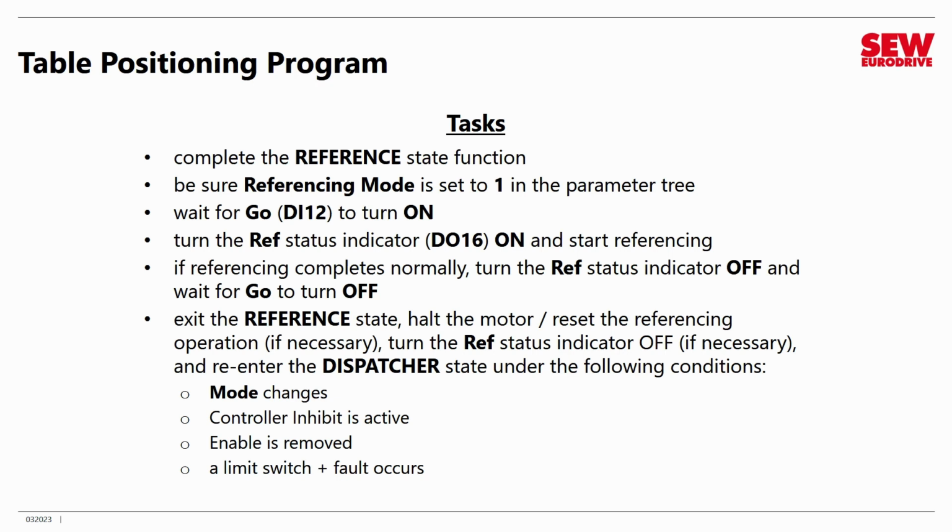So these are the conditions that will cause that to happen. A mode change, you change out of reference to something else. Controller inhibit gets activated, enable gets removed, or a limit switch that causes a fault occurs. Do remember, in referencing mode 1, limit switches do not always cause faults, so you need to accommodate that.